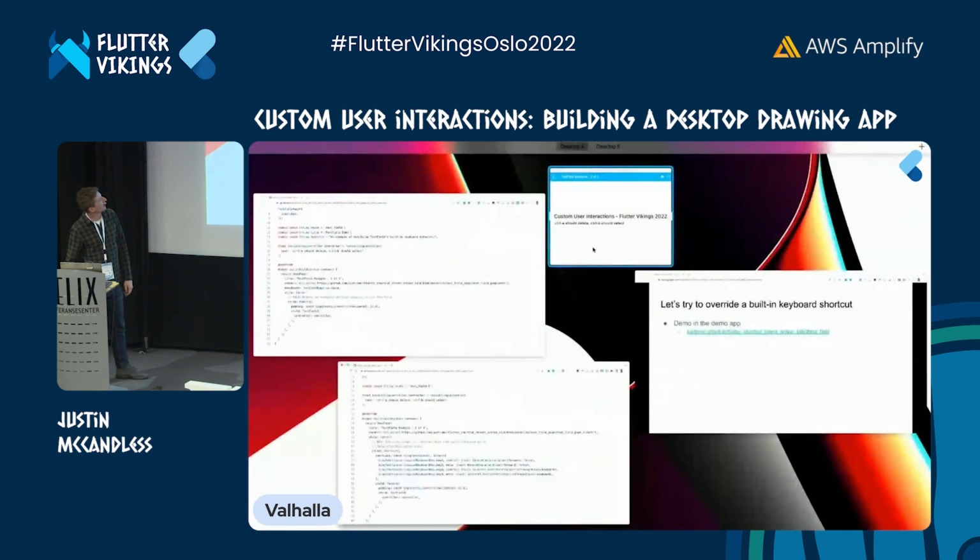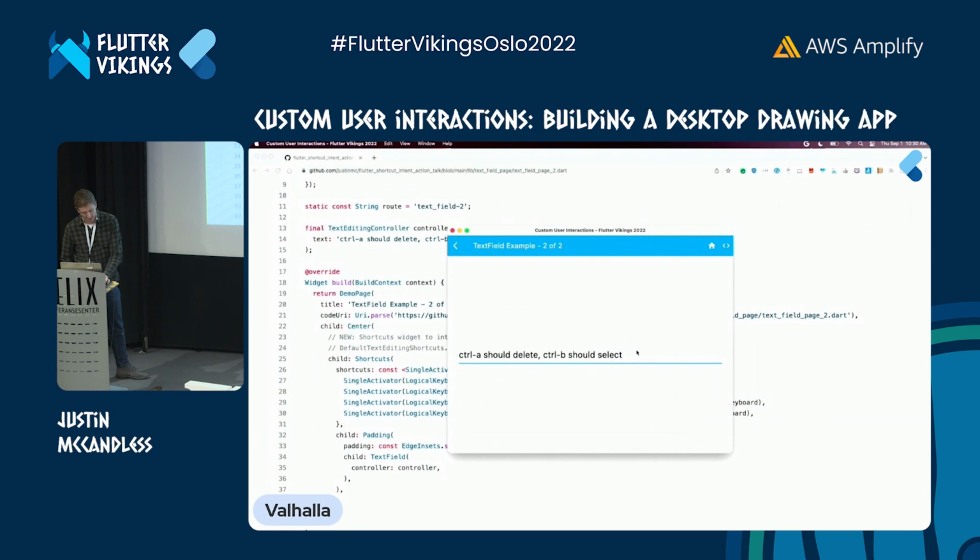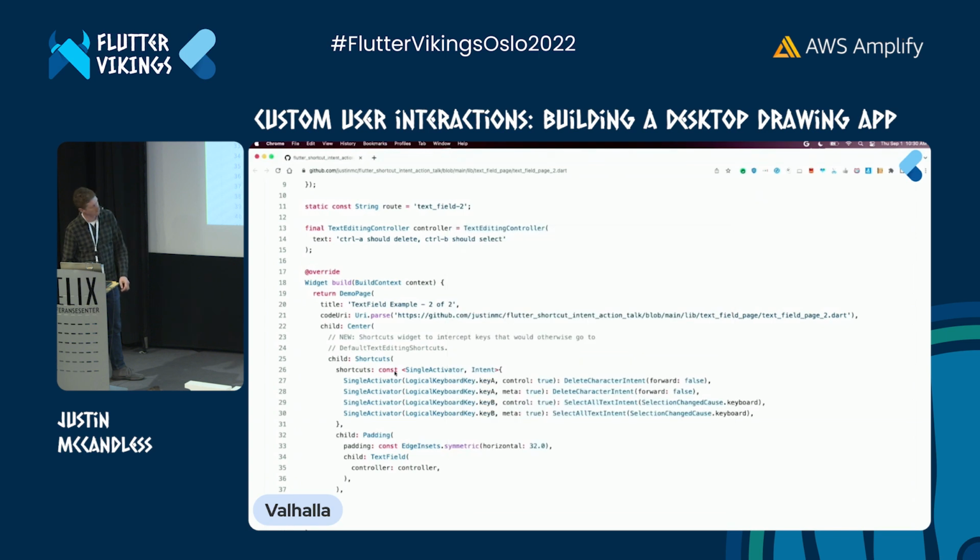So if I try this, no tricks this time. I'm pressing Command A, and it's acting like the backspace key. And if I press Command B, it acts like Command A. So I've successfully swapped things around just by using a single shortcuts widget.